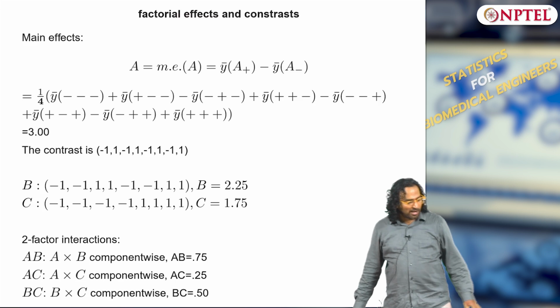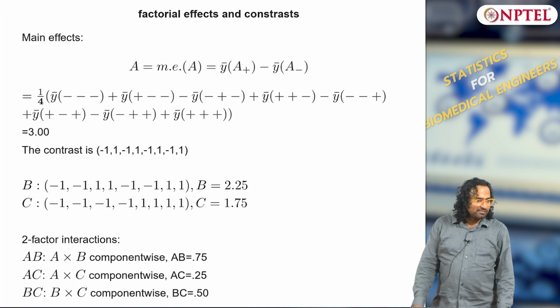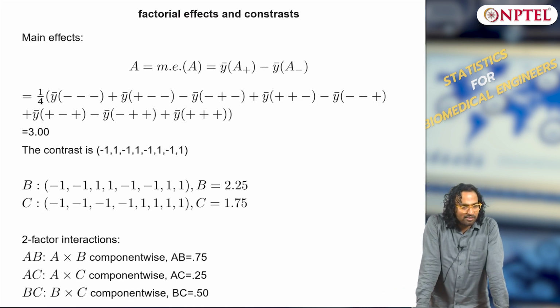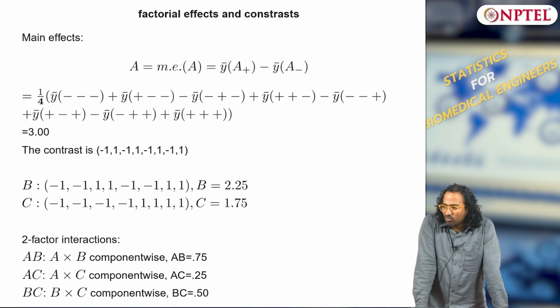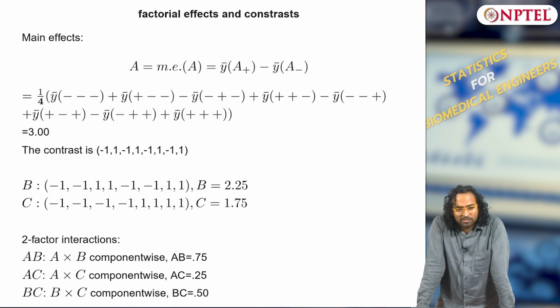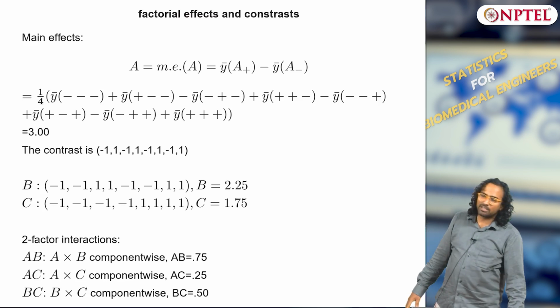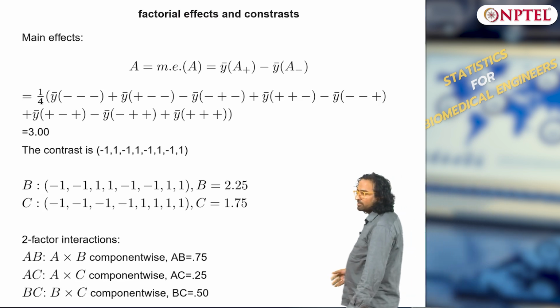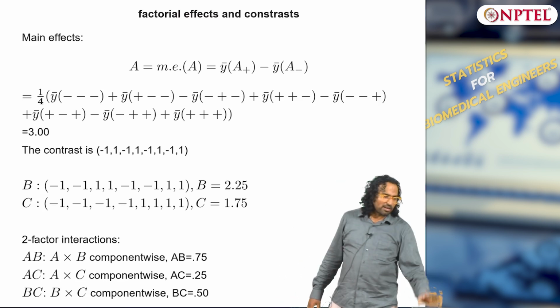Similarly, I can write it for B and C as well, very simple. Now, once the table is there and once you know the effect, y bar A plus minus y bar A minus, y bar B plus minus y bar B minus, y bar C plus minus y bar C minus, all the contrasts can be written.